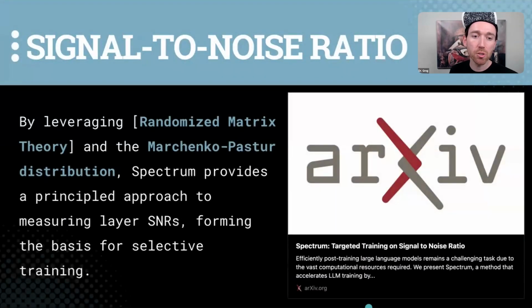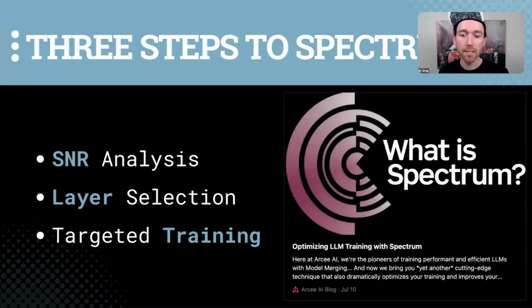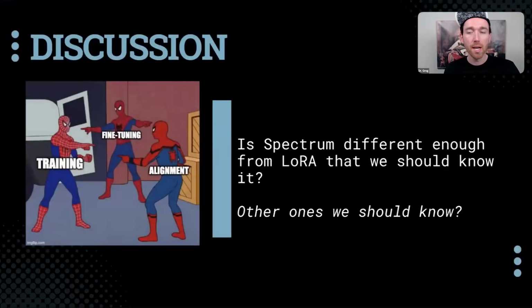And so this approach that they have, and we did an event on this, so I'd encourage you to go check it out: randomized matrix theory and the Marchenko-Pastur distribution. Basically, we're looking at layer signal-to-noise ratios in each layer. That's going to help us choose which layer is providing the most signal-to-noise. That's the one I should train. This is the big idea. So you do that SNR analysis, you select the layers, then you target the training.